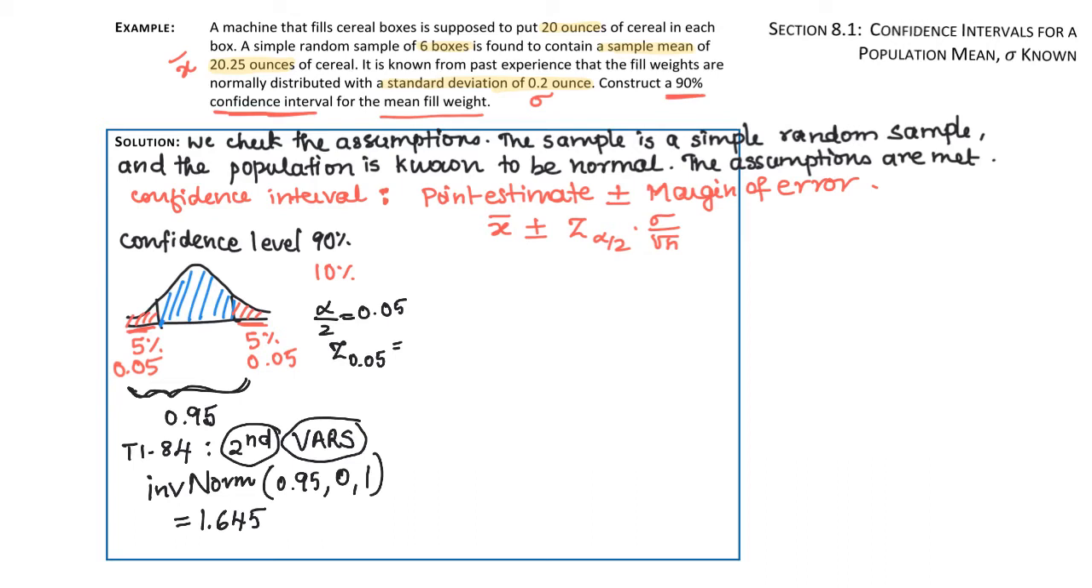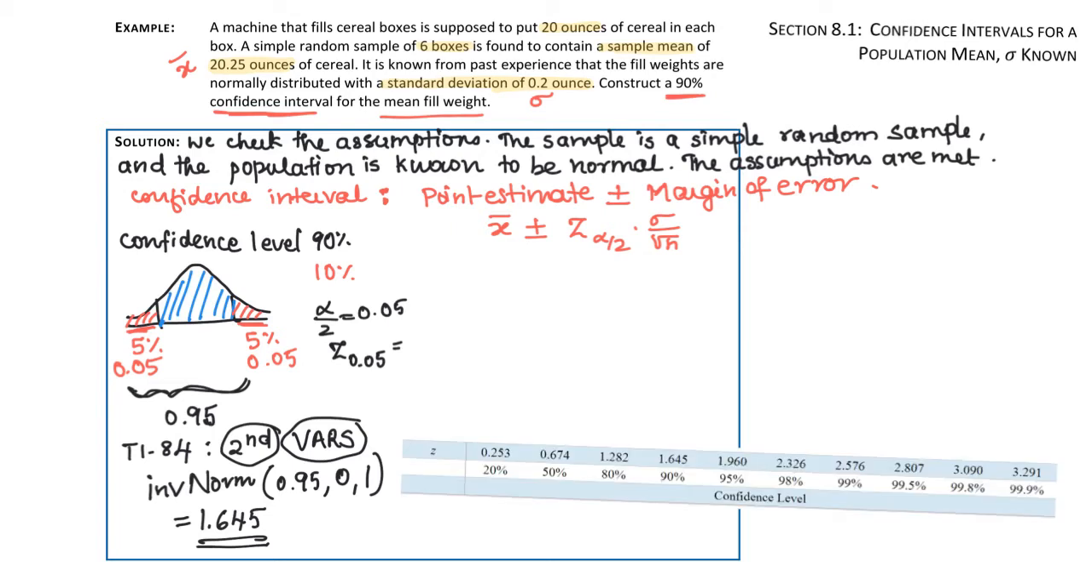Or you can use the table, look at the last line on table A3 and find the critical value. You will get the same critical value. Or you can use the commonly used confidence level and the table to find the critical value. So if you are using this table, it is 90% confidence level. This is the critical value, that is same as this. So now we can substitute all those values here to find the confidence interval.